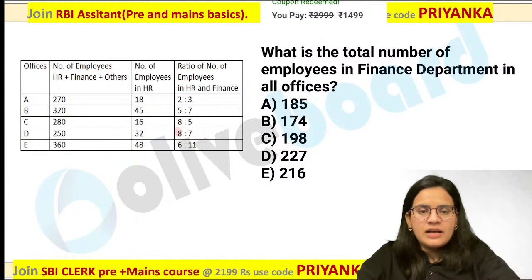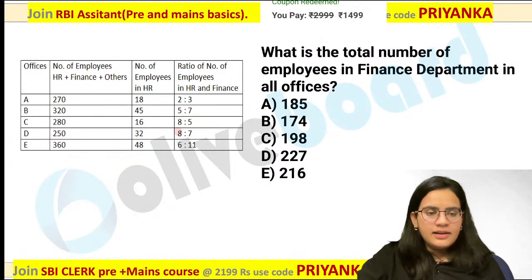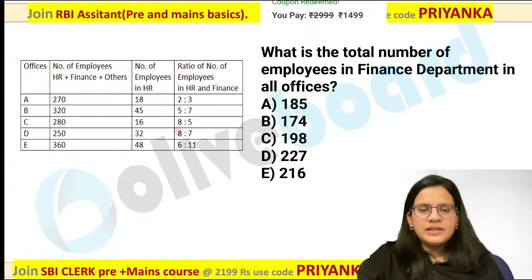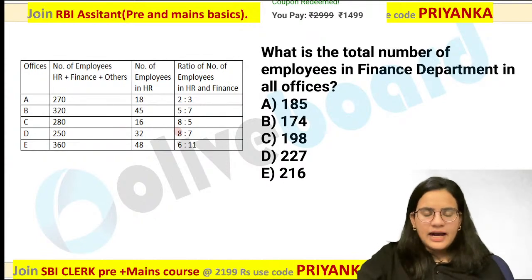Now I want quick answer from all of you for the last question. Let me see who is giving the quick and correct answer over here. Yes. Last question is there in front of you. Can you give it a try? Total number of employees in finance department in all the offices over here. So they are talking about the finance department.